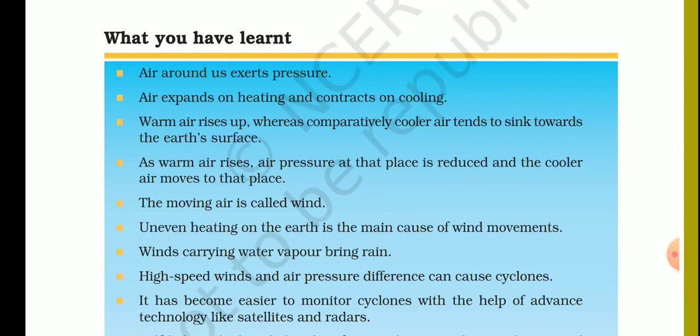uneven heating of the earth is the main cause of wind movements. This we have discussed in the earlier videos, that uneven heating of the earth is the main cause of wind movements. Okay, I told you that the land becomes hot comparatively faster in comparison to water. So that's why the air above the land also gets heated faster, and that's why it rises up and the region becomes a low pressure area. Okay, so in the coastal areas the wind blows from sea to land during the daytime because the land heats up quickly.